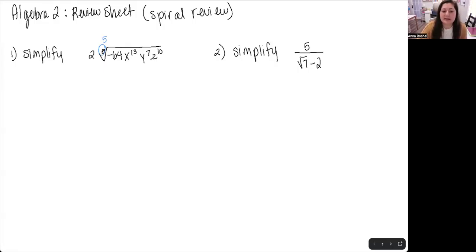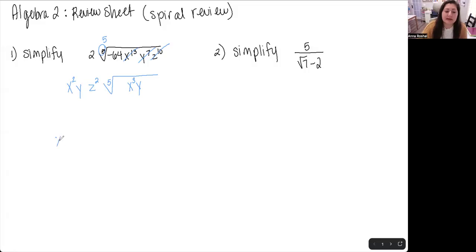So I know z to the 10th is going to have two whole groups of z, so I'm going to pull out z squared. I know y to the 7th is only going to have one of these y's, and then another will stay in the radical. I also know that x to the 13th will have two x's that'll stay out and three that will stay in, because I'm going to have two groups of x.